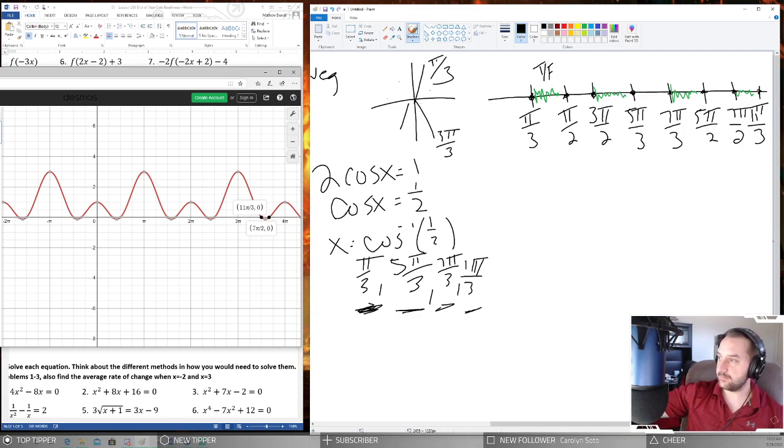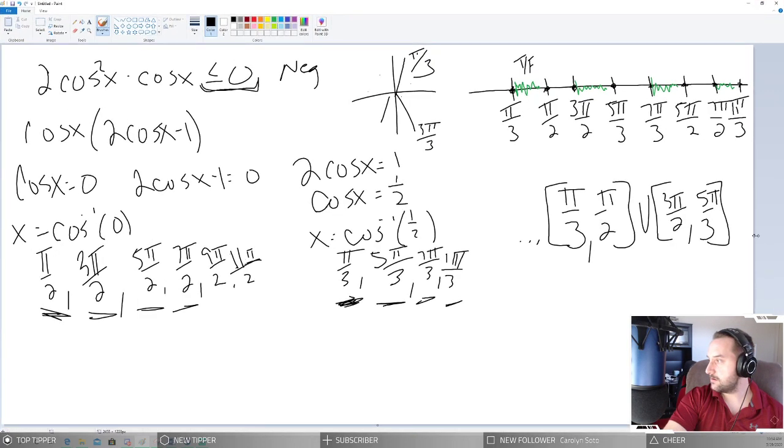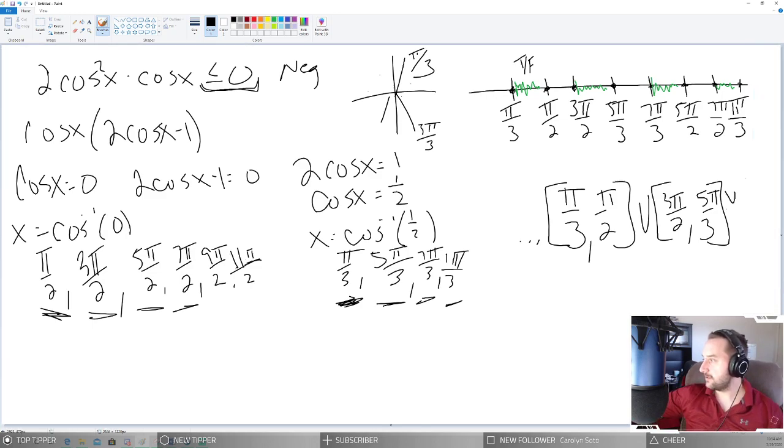So I could say my interval notation is 5 pi thirds to pi halves, union, 3 pi halves to 5 pi thirds. I can do dot, dot, dot on this side. Let me see if I can get more room. No. I'm going to write a little smaller. Union, and then 7 pi thirds to 5 pi halves. And then dot, dot, dot.